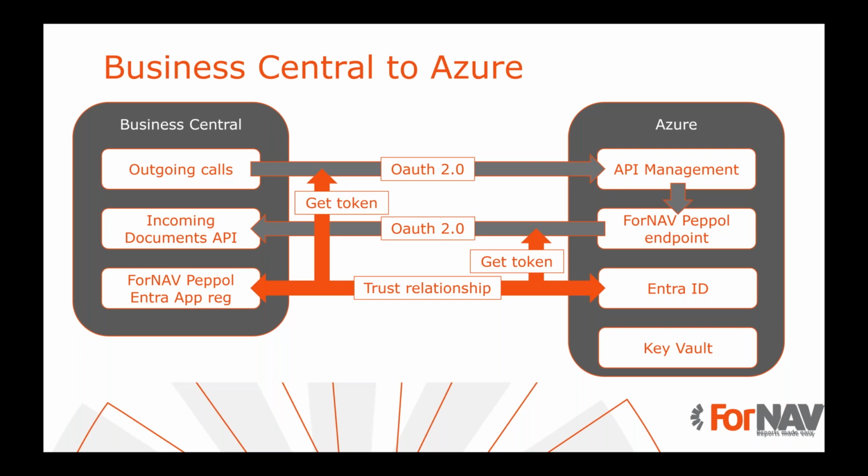Also here, all incoming communications into Azure run through API management, which does a part of the authentication, which frees up our 4NAV Peppol endpoint from having to do an awful lot of security, and it gives us a nice two-layer security model. If you can go to the next slide, Michael.